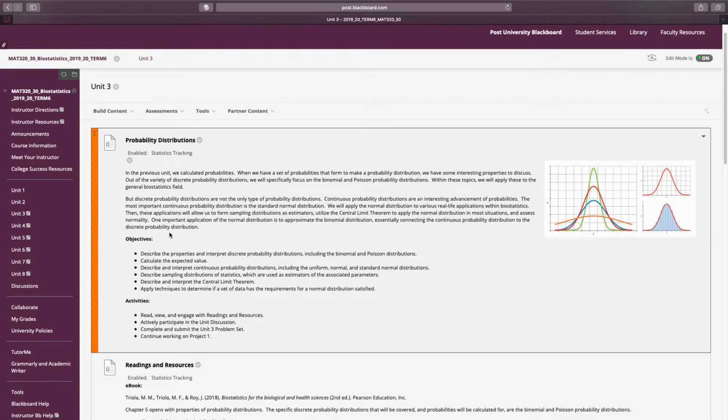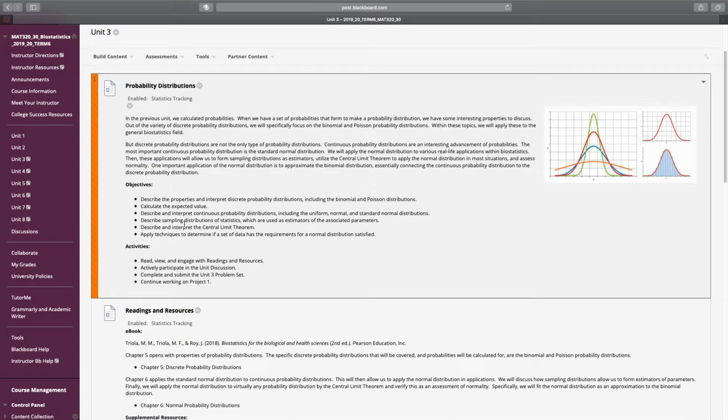The objectives for this unit are to describe, and I should probably note, we do note the various normal distributions and various pictures of how these change based upon what we do.